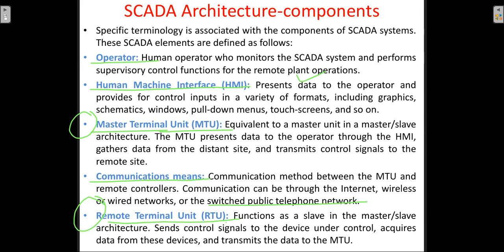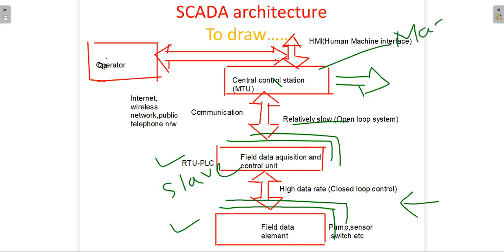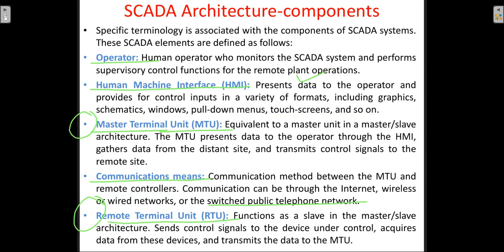This is how things take place in a SCADA architecture, as far as the different components are concerned. Now this is basically the slave here, and this is the master, if you take the master slave analogy. So this slave takes the instructions from the master, functions as a slave, sends the control signal to the device under control, acquires the data from these devices, and transmits the data.